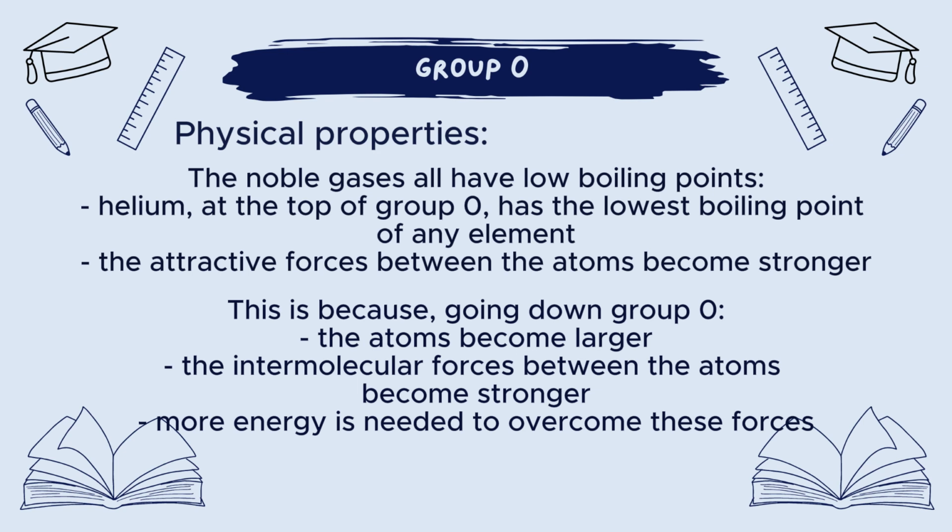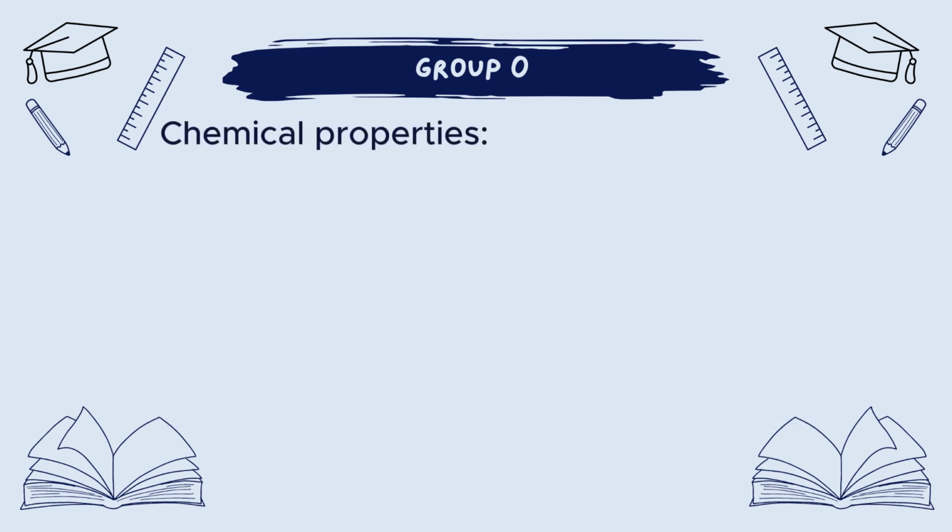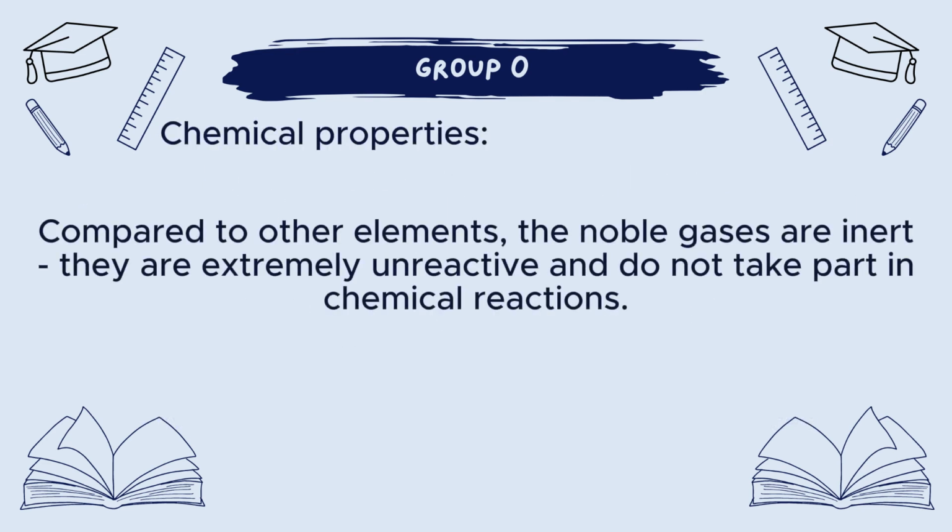The attractive forces between the atoms become stronger. This is because going down Group 0, the atoms become larger, the intermolecular forces between the atoms become stronger, and more energy is needed to overcome these forces. Compared to other elements, the noble gases are inert. They are extremely unreactive and do not take part in chemical reactions.